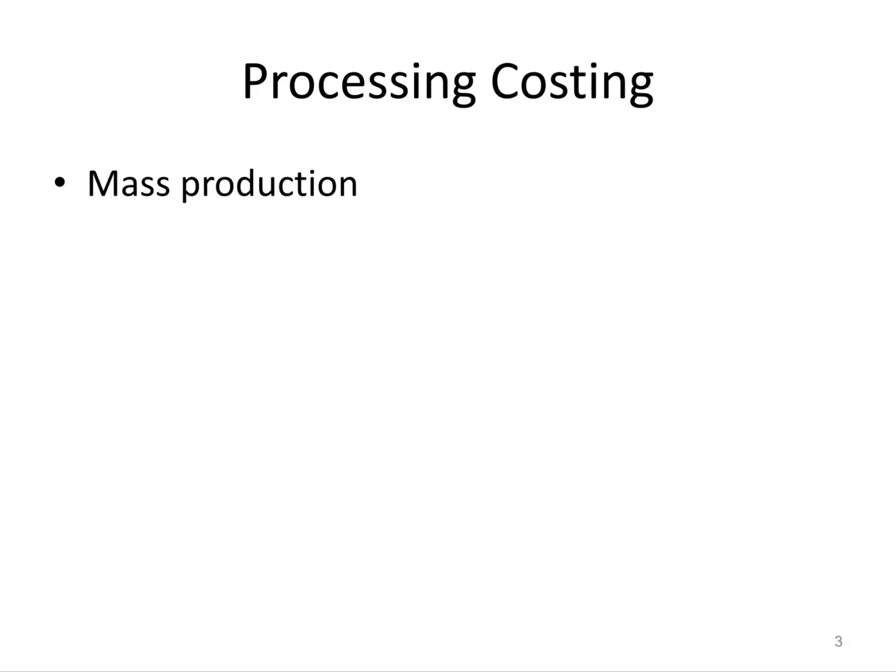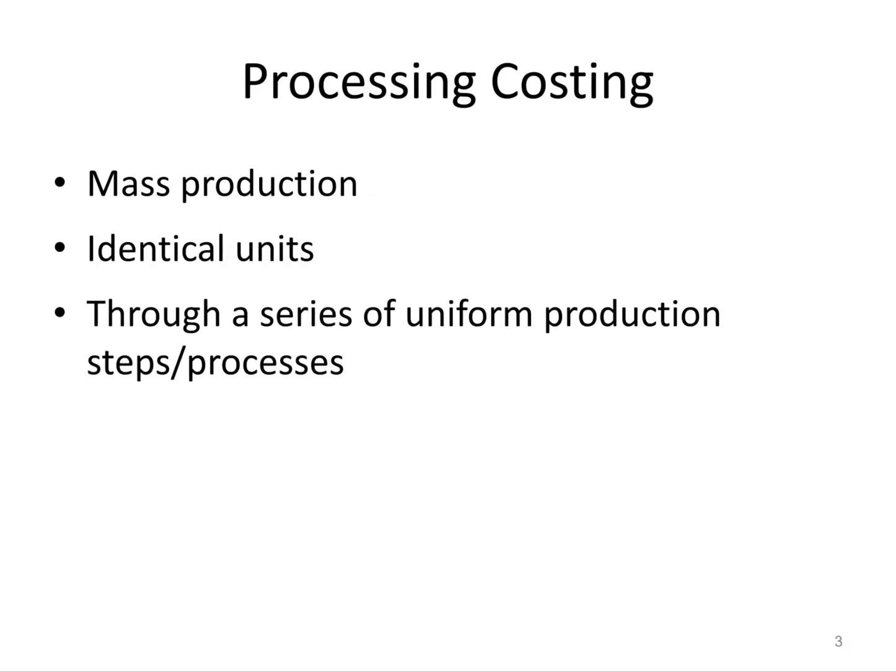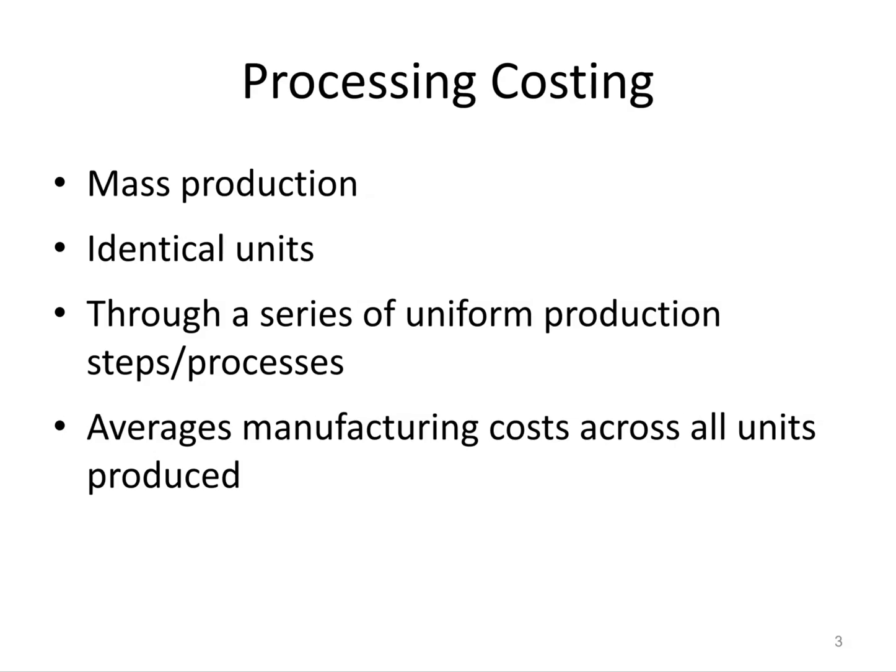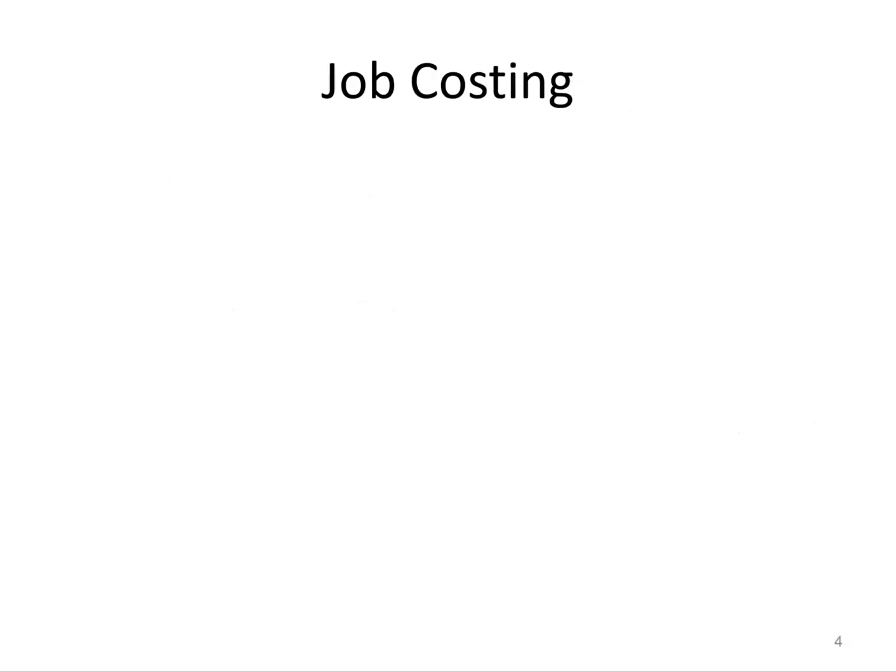Process costing is what we'll look at for the rest of the semester. That has to do with making the same item. In essence, we're making the same item and we're going to mass produce it, like baseball caps. They're all identical and they go through a series of uniform production steps or processes. And what we do is we're going to use averages across all units produced.